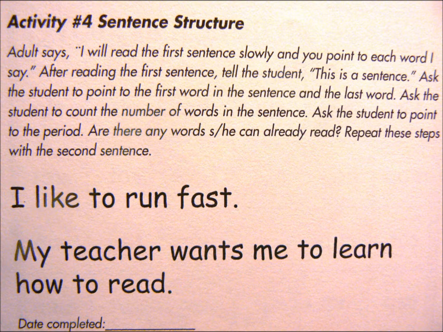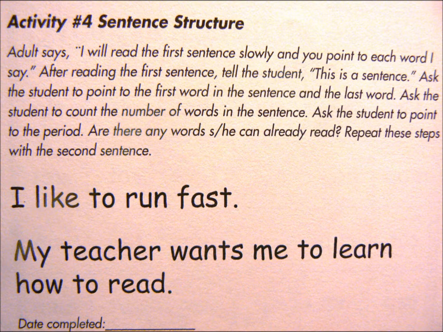However, by this time the child probably can read the word I and maybe another word or so. But the purpose is not to have the child read these sentences. You read the sentence, the child can point to them as you read them. The adult says, I will read the first sentence slowly, and you point to each word I say. Then after you've read the first sentence, tell the student, this is a sentence.